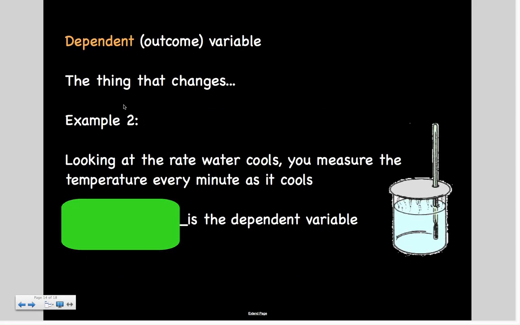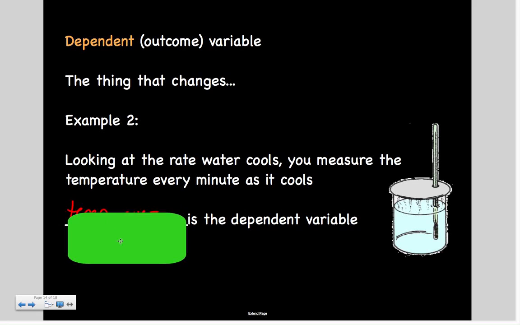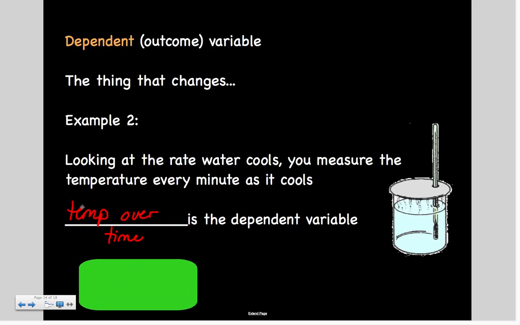So looking at our water, looking at the rate water cools, I measure the temperature every minute as it cools. Blank is the dependent variable. Hopefully you have that the temperature over time is the thing that changed.